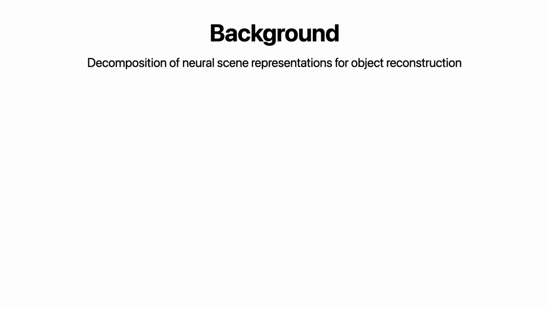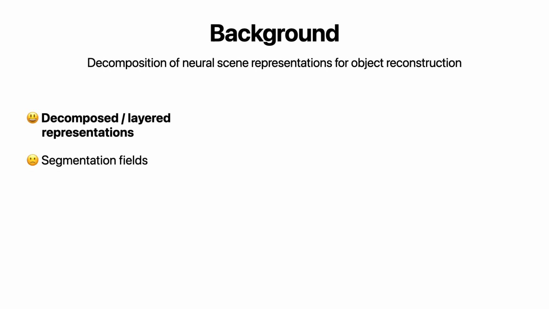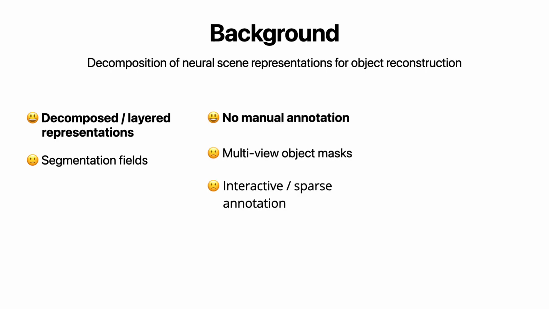In an ideal object reconstruction workflow, the following characteristics are desirable. Firstly, we want to reconstruct layered or decomposed representations to facilitate scene composition and editing for downstream applications, instead of decomposing the scene with segmentation fields. Then, we would like to get rid of any form of manual annotation effort in the entire pipeline, to make it easy for automatic creation of large-scale 3D assets. Finally, we would like to reconstruct object models with accurate surfaces.